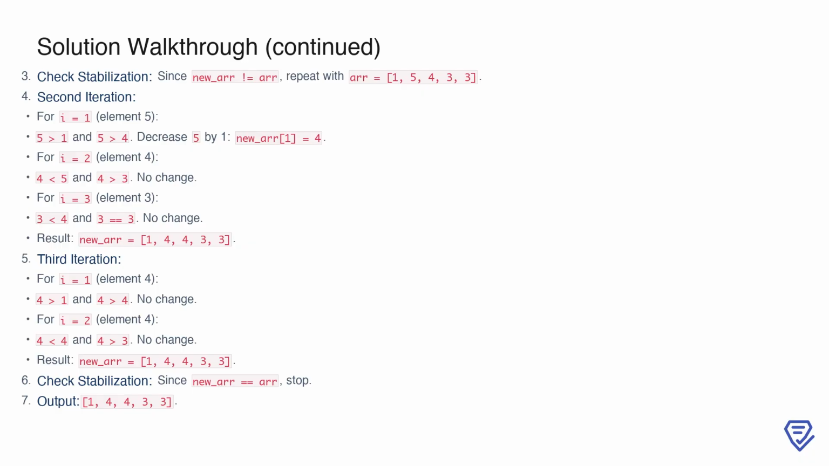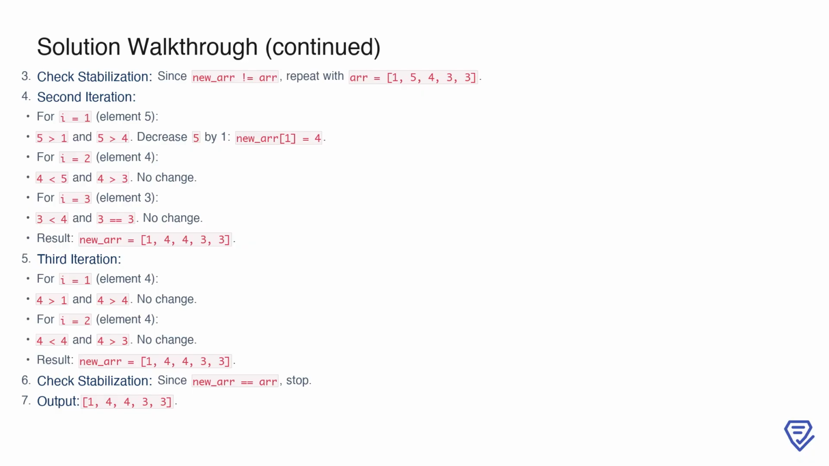At index 3, the element 4 is larger than both of its neighbors, so we decrease it by 1, giving new_rr[3] equals 3. The updated array becomes 1, 5, 4, 3, 3. Since this differs from the original, we proceed to the next iteration. In the second iteration, at index 1, the element 5 is still larger than its neighbors, so we decrease it by 1, making new_rr[1] equal 4.